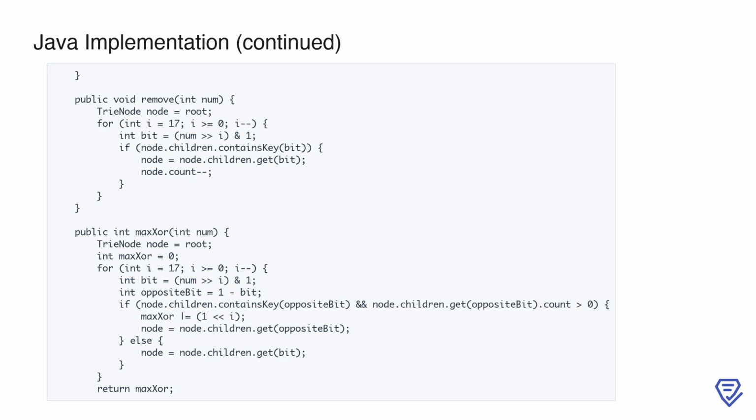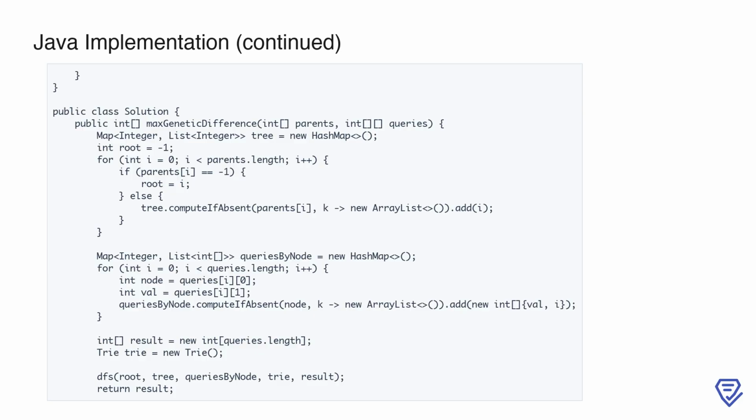The maxor method computes the maximum XOR value for a given number using the tree. As we traverse the tree, we attempt to follow the branch that differs from the current bit, as this maximizes the XOR result. If the opposite branch does not exist or has a count of 0, we follow the branch matching the current bit. Throughout the traversal, we update the maxor variable by setting the appropriate bits, and at the end, we return the maximum XOR value.